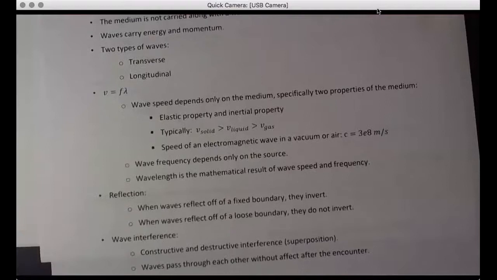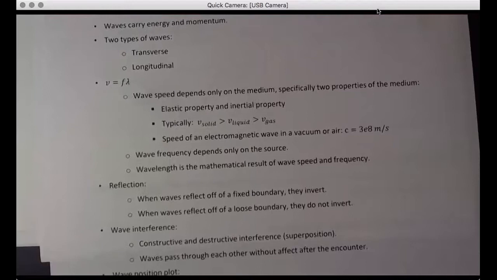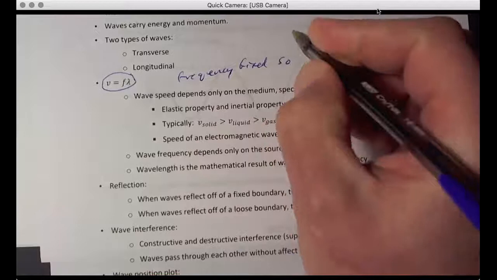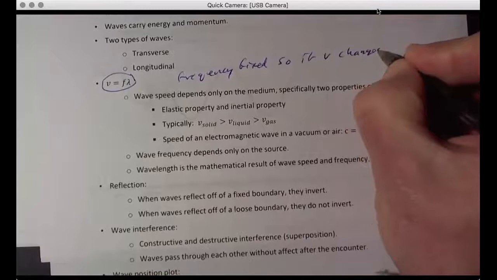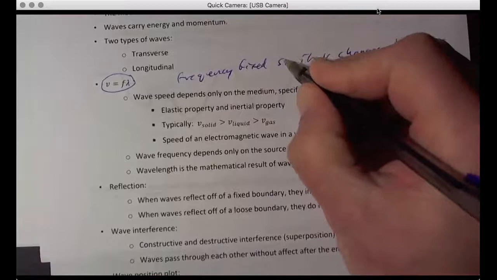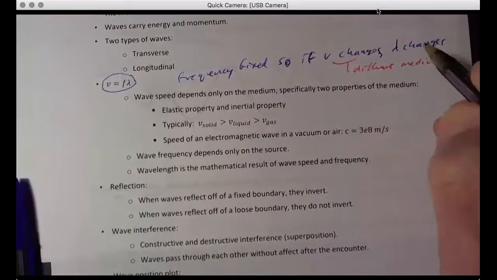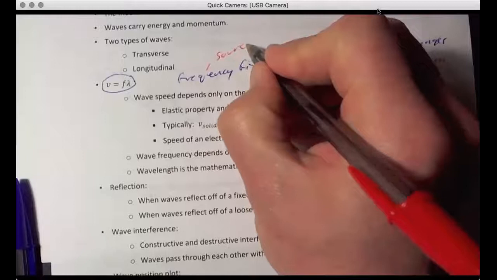When you go to waves, again, we've had a recent review on this, so I'm going to be a little bit quick here. This is key, and remember that the frequency is fixed. So if v changes, lambda changes. And that, of course, happens when you go to different media, because v is determined by the medium, frequency by the source, and lambda just does what it's supposed to do.